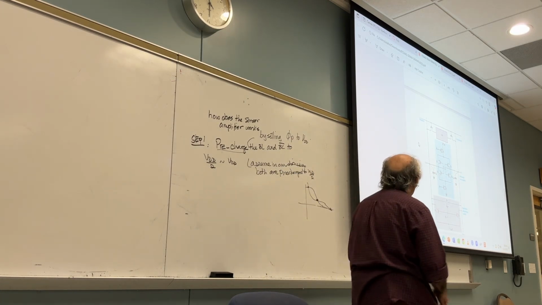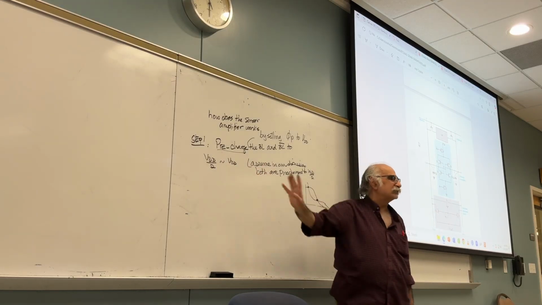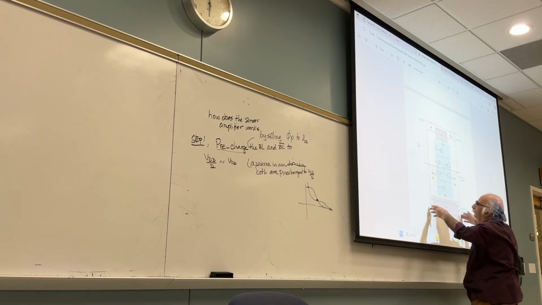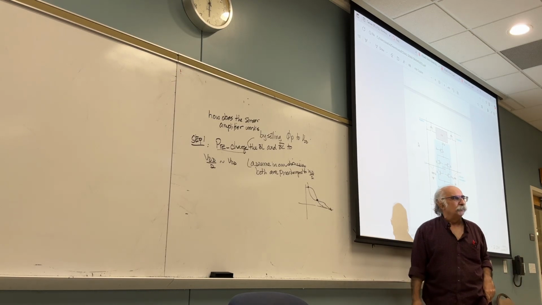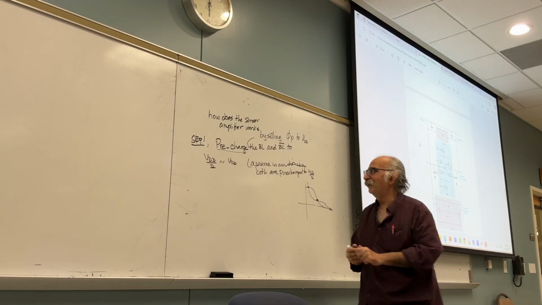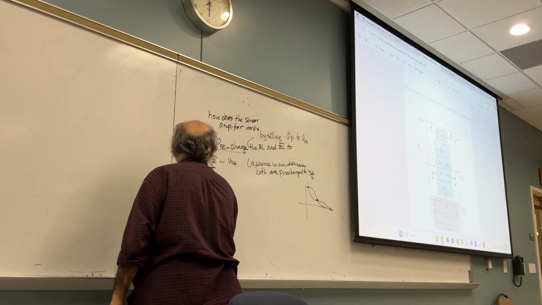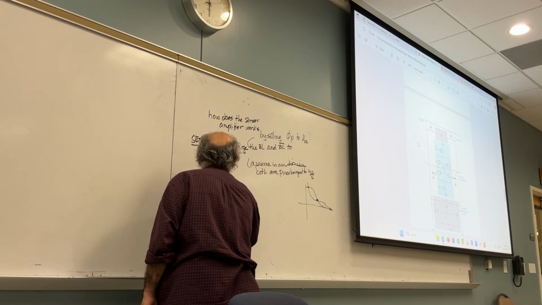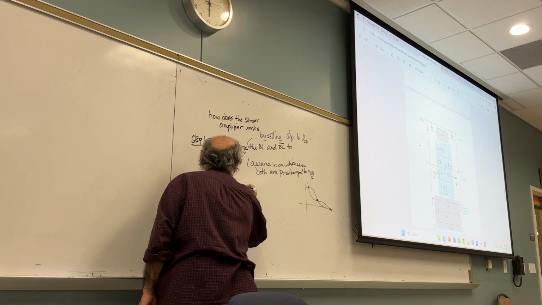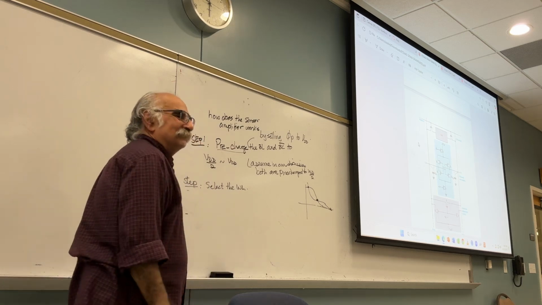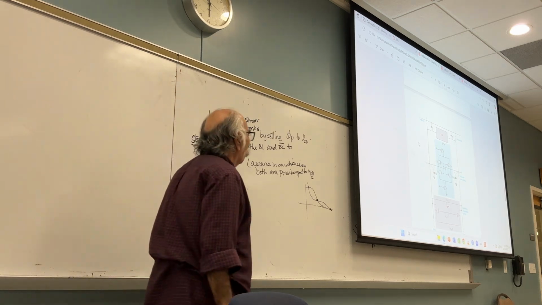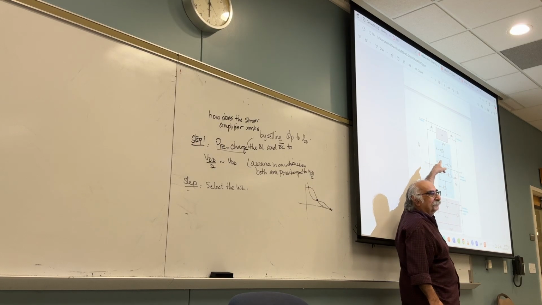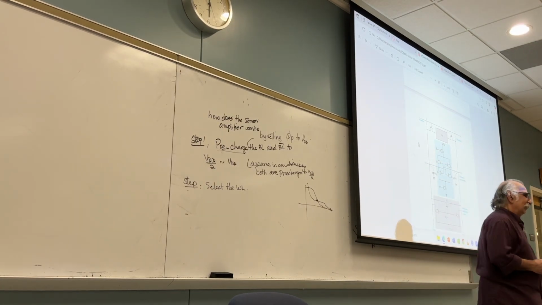Good. Now, let's continue. Did you understand step 1? So we pre-charge this into VDD over 2. Each line. Yes? Step 2. Select the word line. Which word line? The one on the top. Select the word line. Yes?